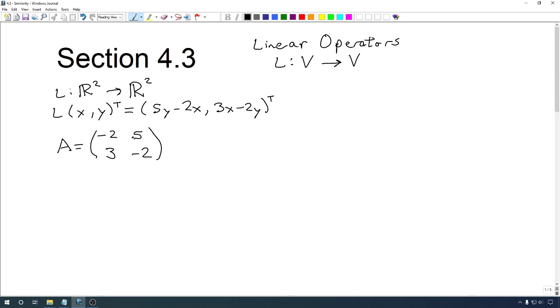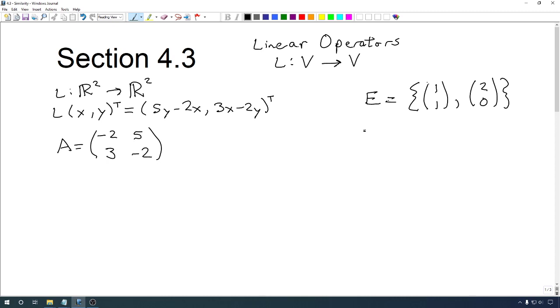Now what if we had a different basis? Let's say we have a basis E. And we'll just accept that this will be a basis. So our basis E is going to be the basis consisting of the vectors 1, 1 and 2, 0. And we want to know what is the matrix representation of this same linear map in this basis.